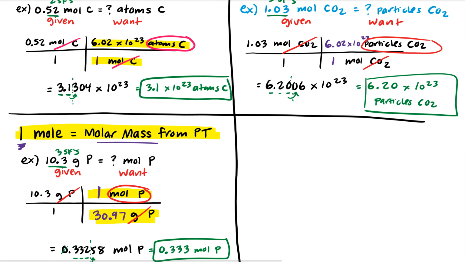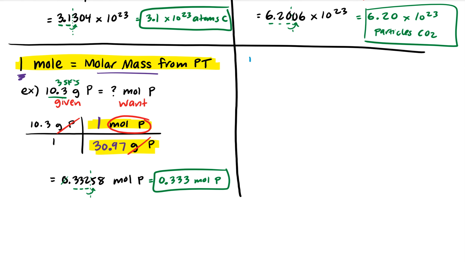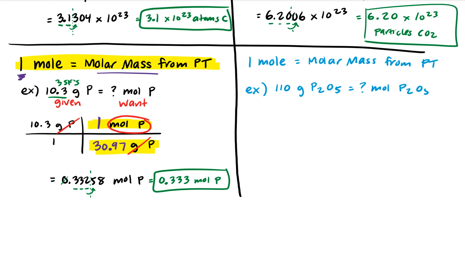All right, how about now when we have compounds and grams? Or in other words, what about the molar mass of compounds? 1 mole is still equal to the molar mass from the periodic table. So for example, let's say I have 110 grams of diphosphorus pentoxide, and I'm asked to convert that to moles of diphosphorus pentoxide.